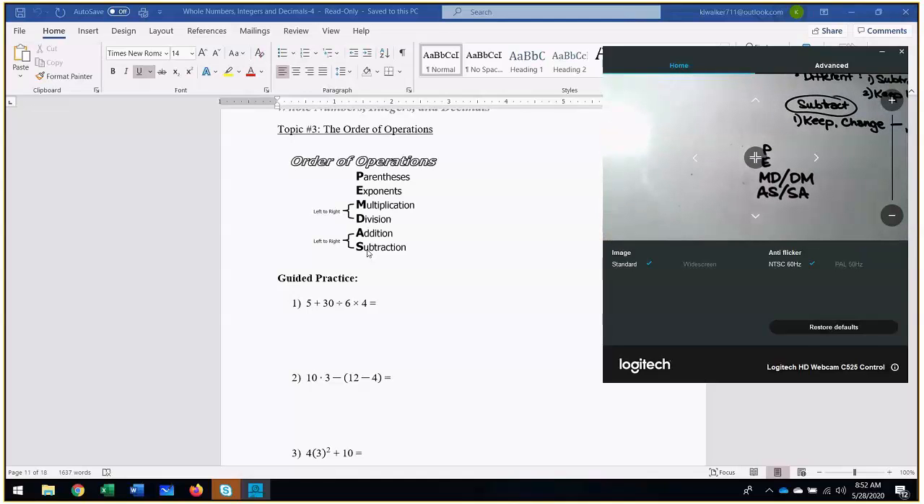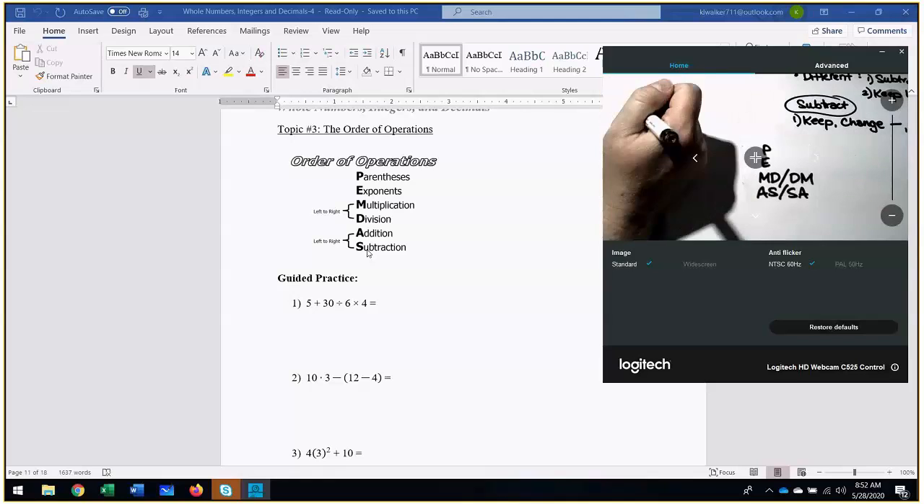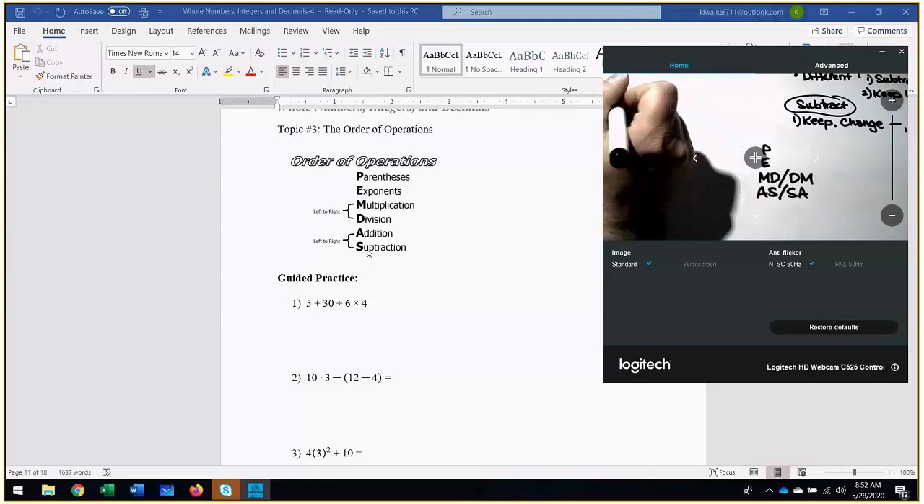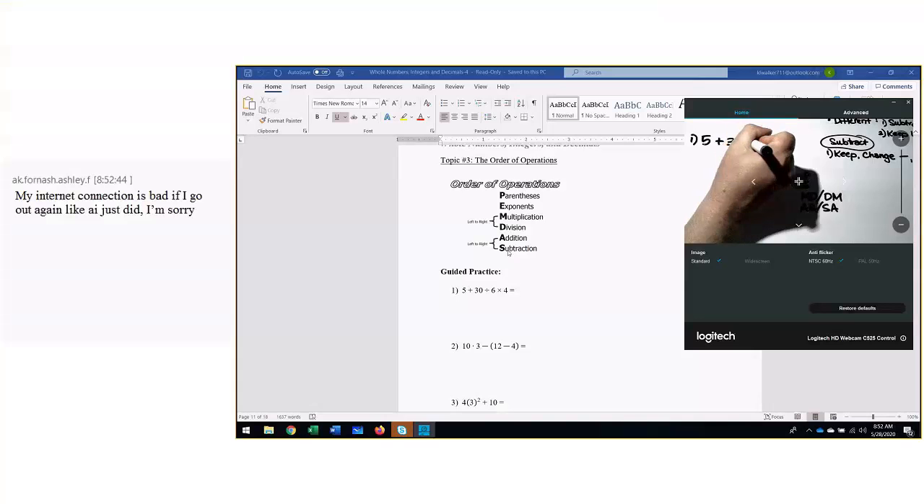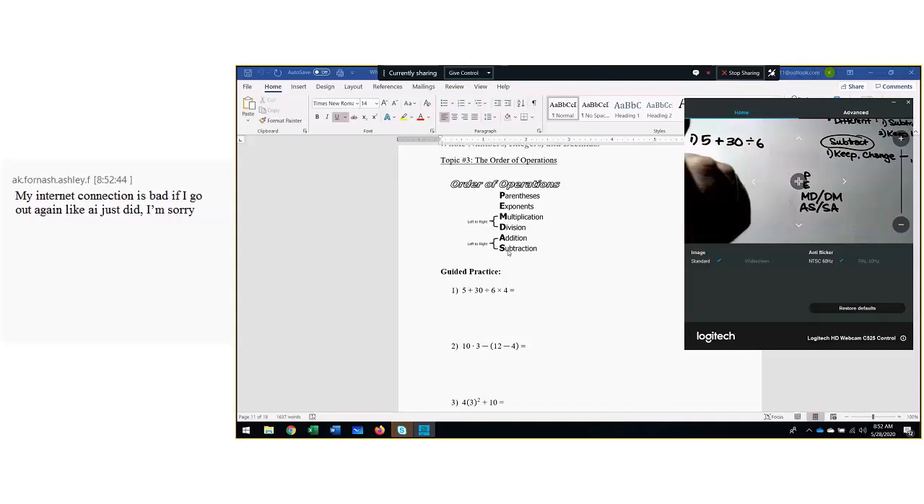Okay, so now let's take a look at the problems on the screen here. We got 5 plus 30 divided by 6.